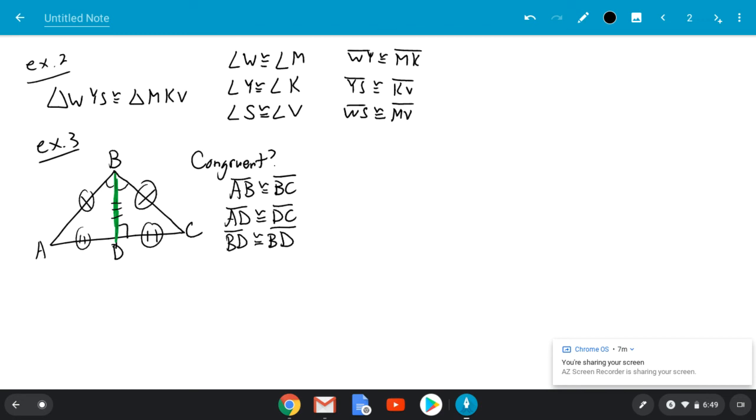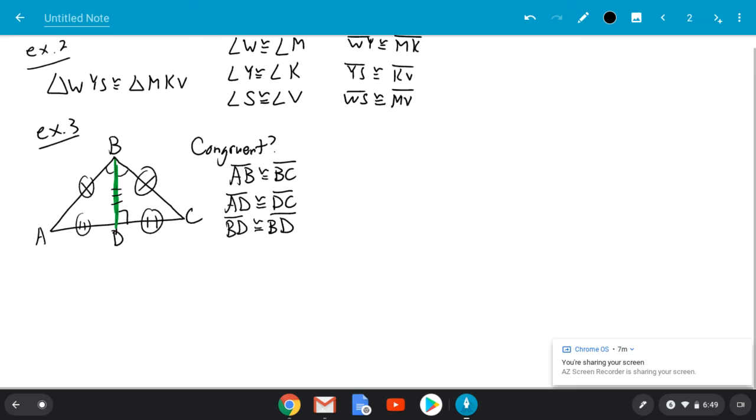So let's talk about the angles. So angle ABD is equal to CBD.